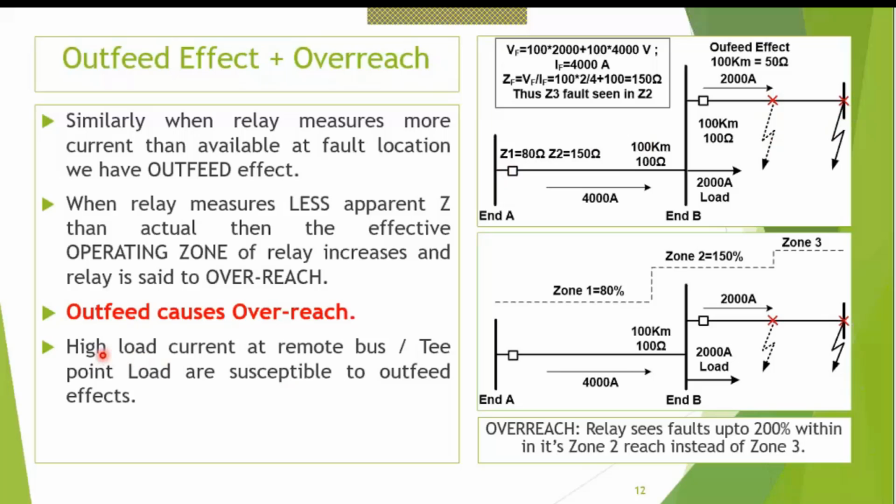So how does it happen? High load current at the remote bus, T point load. This is vital. T points, all those T things we take out, where we tap consumers directly from transmission lines, are susceptible to this overreach because that particular load current is not being measured by the relay during faults. The current is being excess measured by the relay. It is not as per the fault current. Fault current is lesser, my relay current is more.